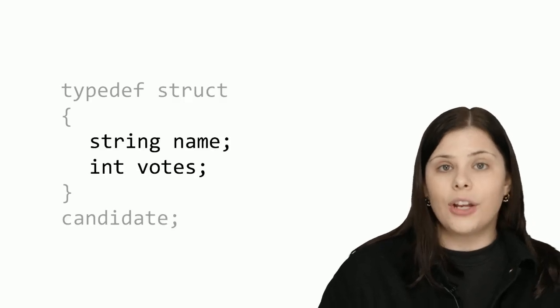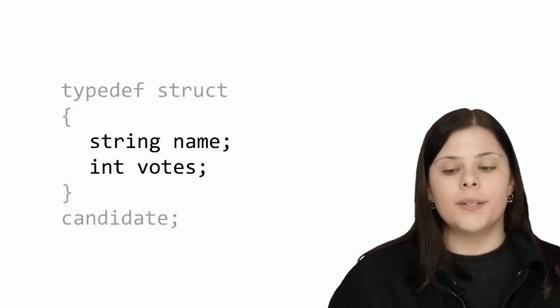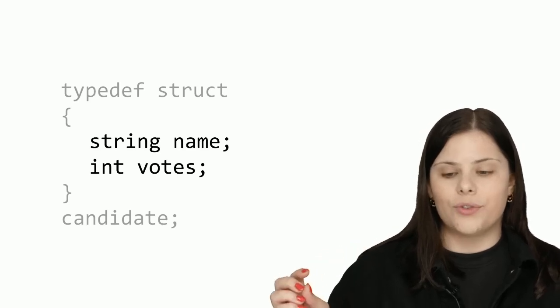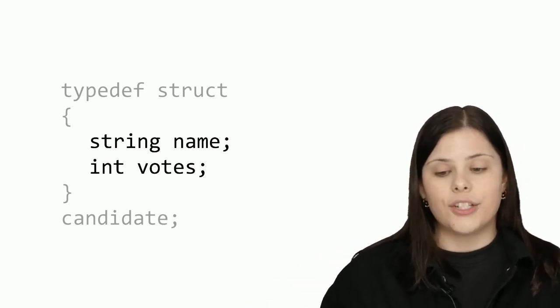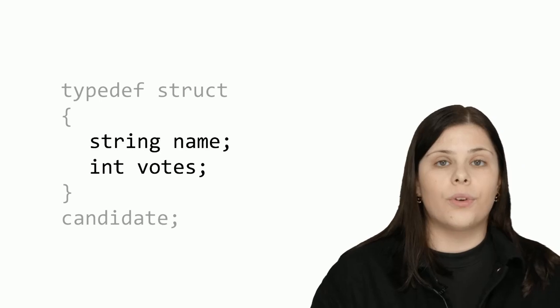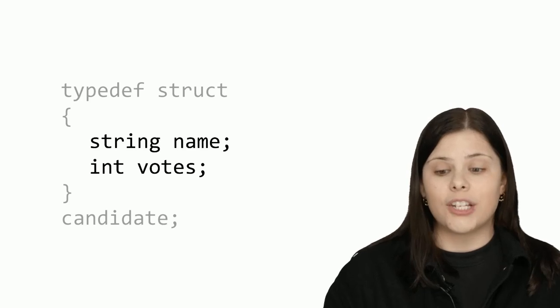What is going on inside the curly braces? Those are called attributes or members. And these are your specifications, right? Like the customized element to your data structure. In this case, I chose to use attributes name and votes because I wanted to record the name of my candidate and the number of votes they received in the election.